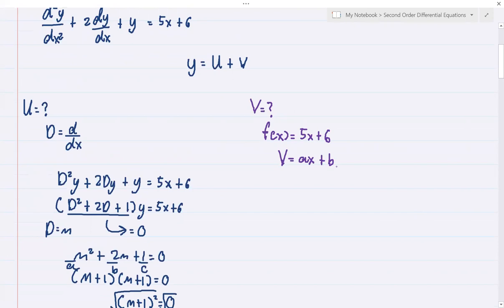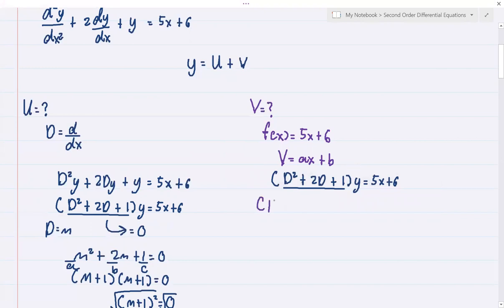Basically, I just copy the format but change the numbers into letters. So from 5x it becomes ax, and from 6 it becomes b. That's it. Now we're going to substitute your v in your D operator form. So by doing so, we will have this one in here. There we go. We're going to substitute your v to your y.